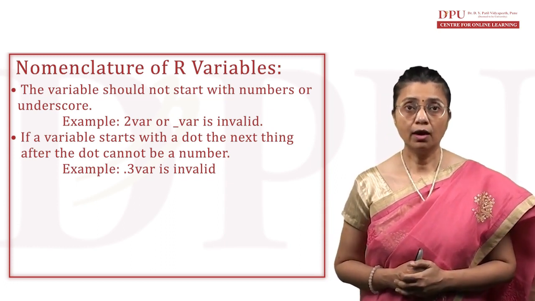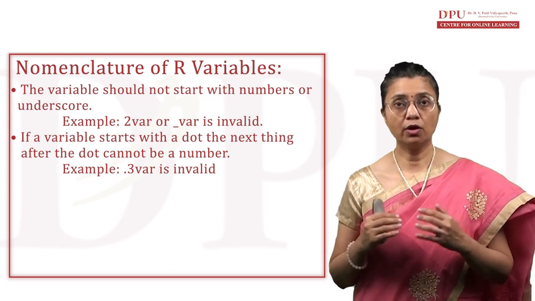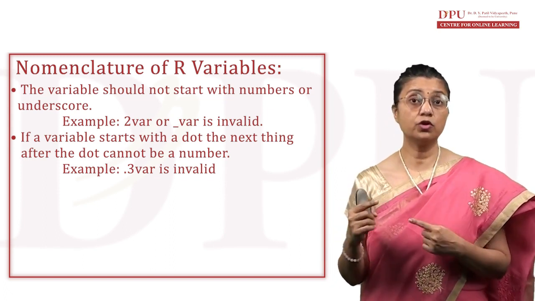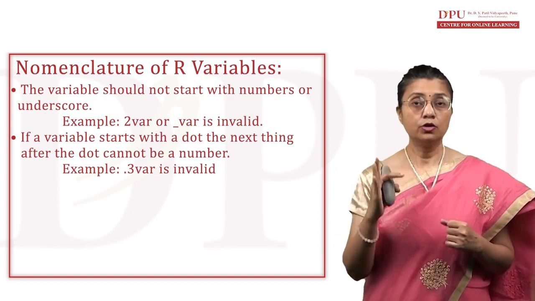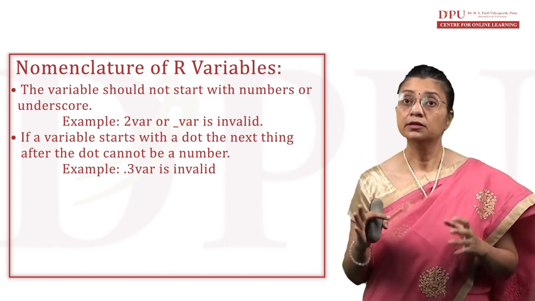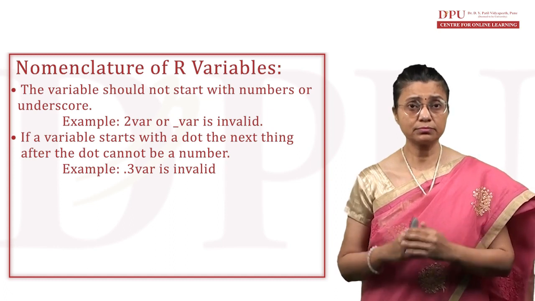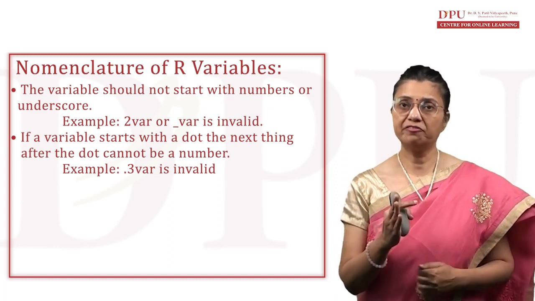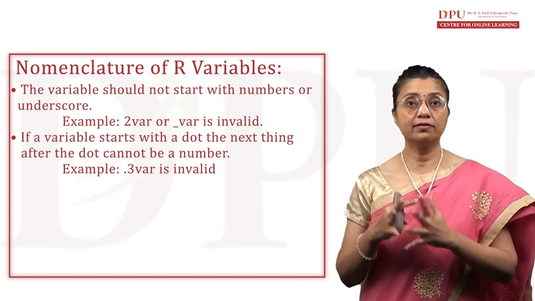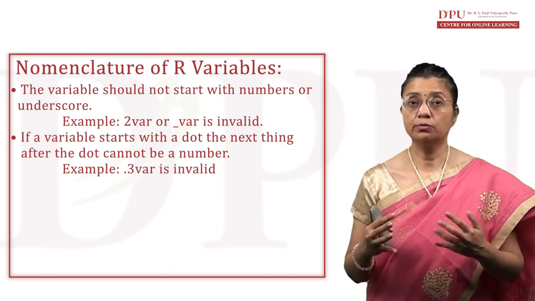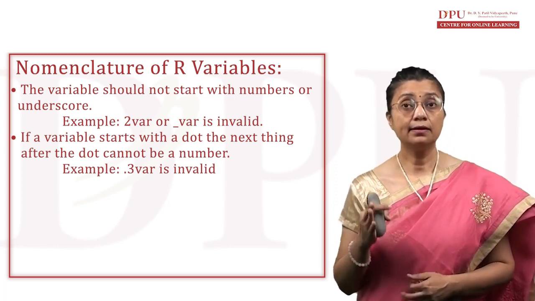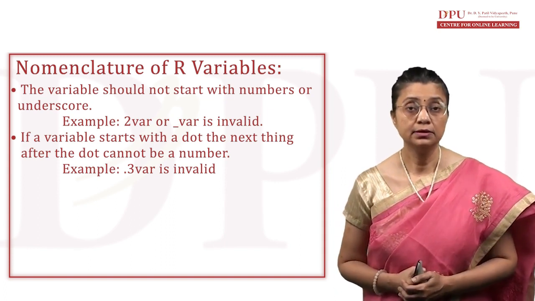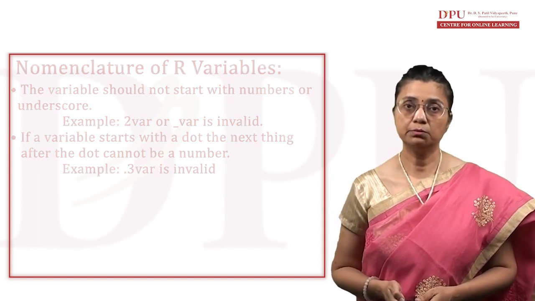Now, if a variable starts with a dot, the next thing after the dot cannot be a number. This is one more rule. You might say that .1ABC, that is invalid. So in my variable, after the dot, I cannot have a number. That is one more rule. So dot has to be followed by a letter, and then only can I start a particular variable name.